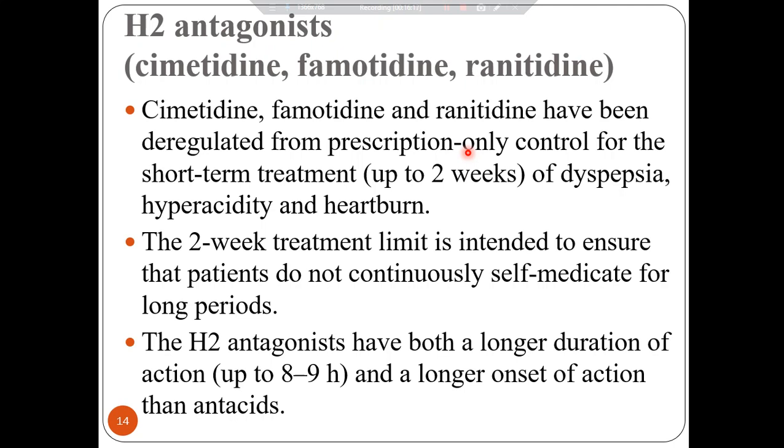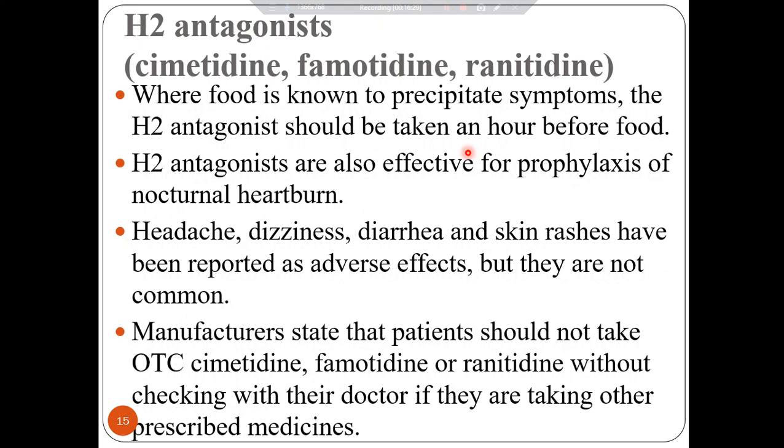The H2 antagonists have both a longer duration of action, up to 8-9 hours, and a longer onset of action than antacids. Where food is known to precipitate symptoms, the H2 antagonist should be taken an hour before the food. The H2 antagonist is better given 1 hour before the meal. Usually ranitidine and cimetidine are given twice daily, while famotidine is given once daily. The H2 antagonists are also effective for prophylaxis of nocturnal heartburn.